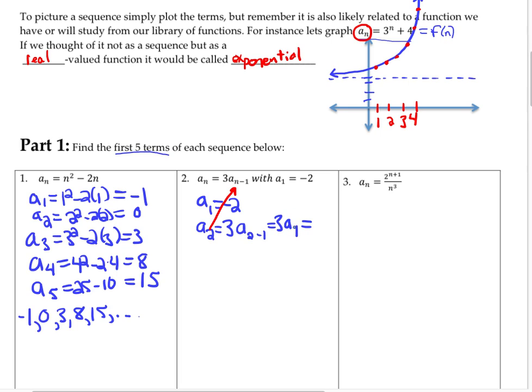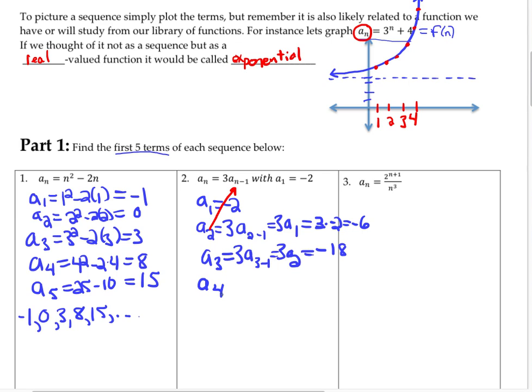And then do you know a sub 1? Well, yeah, you do. You know it's -2. So it's 3 times -2, which is -6. All right, let's plug and chug again. So we're going to go 3 times a, putting the 3 in for n. So that's 3a sub 2. A sub 2 is, of course, oh, we just had that. That's -6. This is going to be -18.